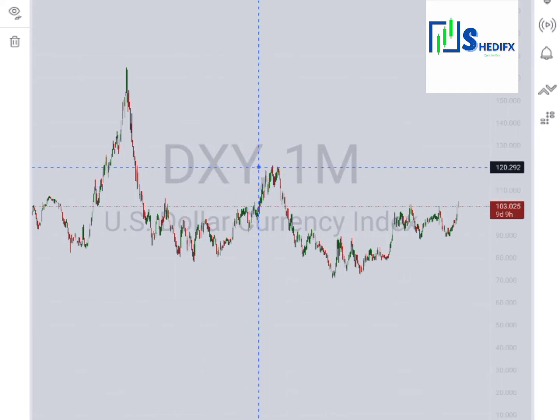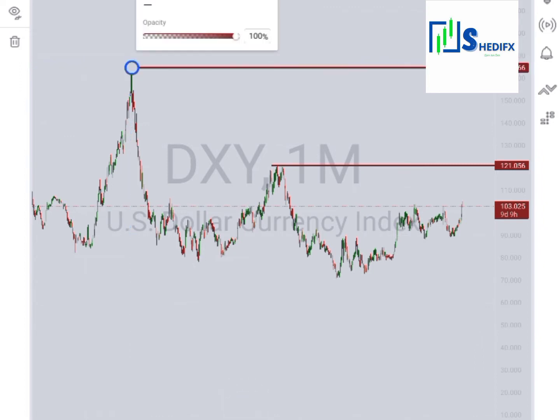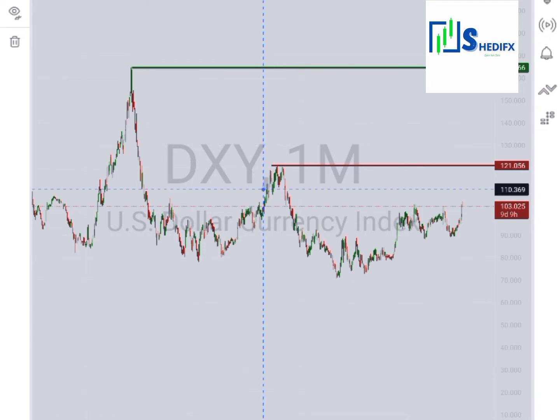Alright, so here is the dollar index on the monthly time frame. So right now I'll be marking out my levels in the market. So I'm going to change this to green color. Okay, so here is the last low on the market here.